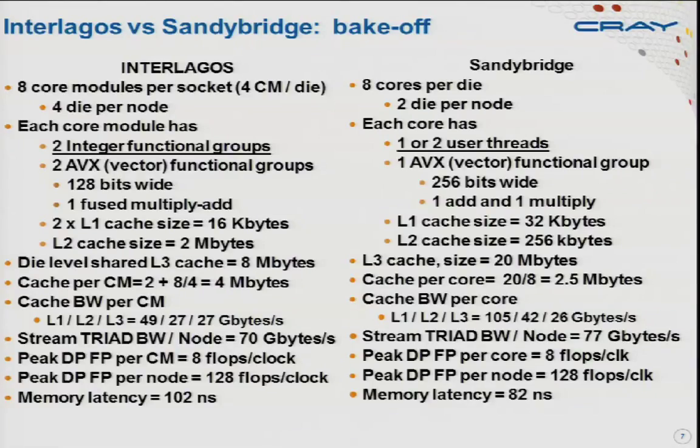On the left-hand side, Interlagos had 8 core modules, is the term that we came up with, per socket. But those core modules were split, with 4 core modules per die. Right-hand side, Sandybridge, 8 cores per die, and there's only 1 die per socket. Next one, 4 die per node, because we have 2 sockets, 2 dies per socket. On Interlagos, only 2 die per node. Again, this is repeating what I just said. Fewer die means fewer NUMA nodes is a term that people use fairly often as well.